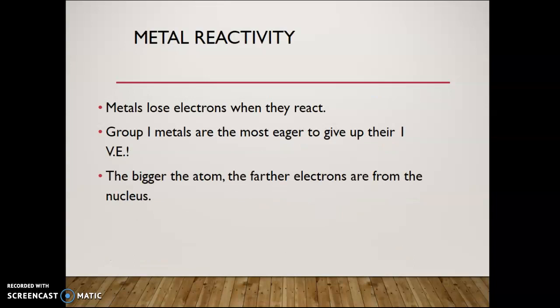Okay. Why are metals reactive? Metals lose electrons when they react. So group 1 metals are the most eager to give up their 1 valence electron. And the reason why is because they're 1 electron away from being a noble gas. Now, this is a really important part. The bigger the atom, the further the electrons are from the nucleus, which makes them easier to remove. Right? There's less electrostatic attraction if you're on a shell that's really, really far away. So francium has 1 electron in the 7th shell, which makes it a very, very easy electron to remove. That's why francium within group 1 is the most reactive of all the metals.